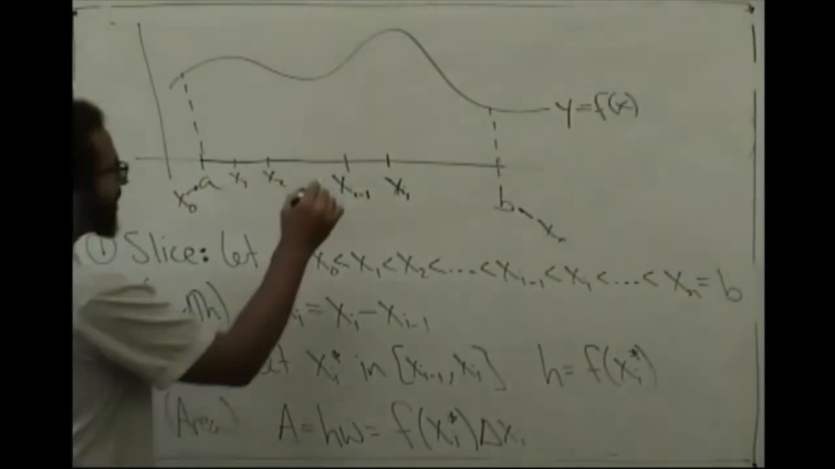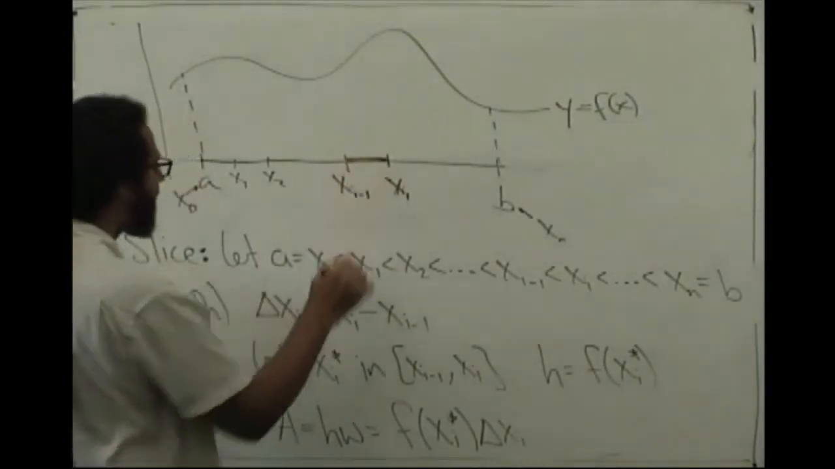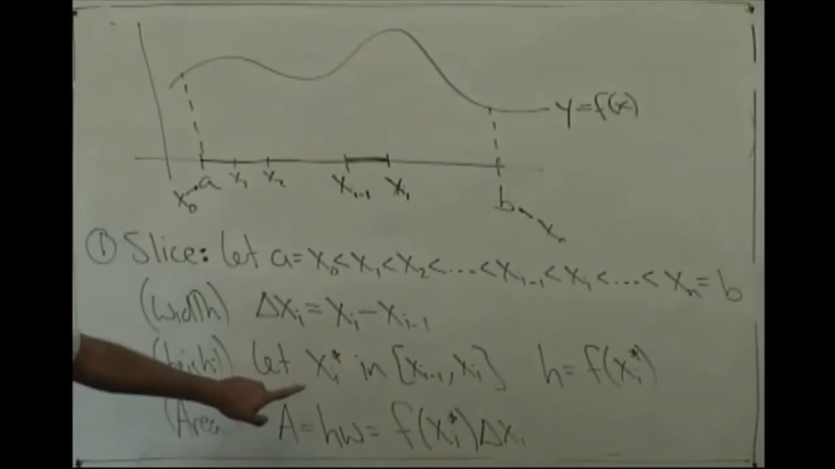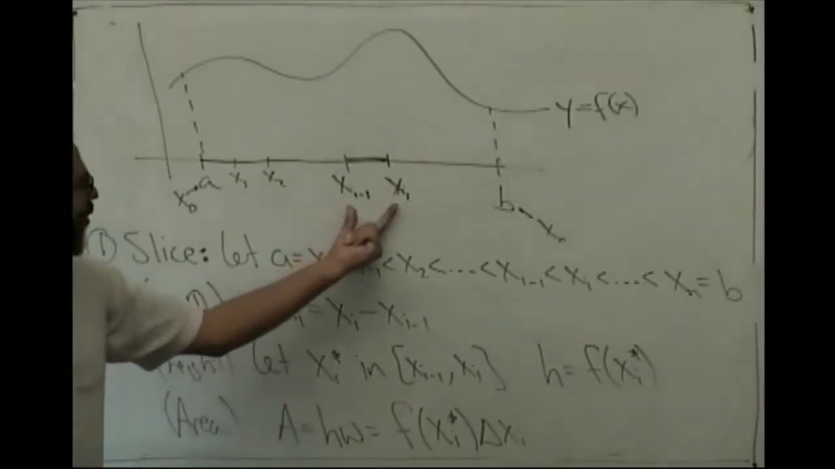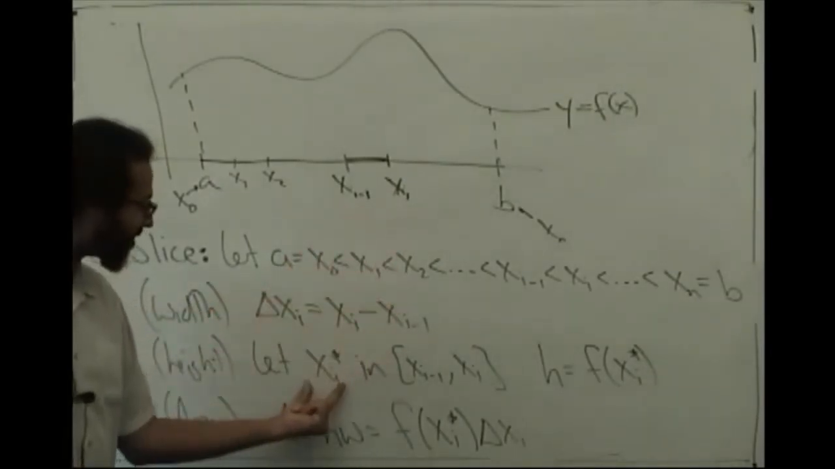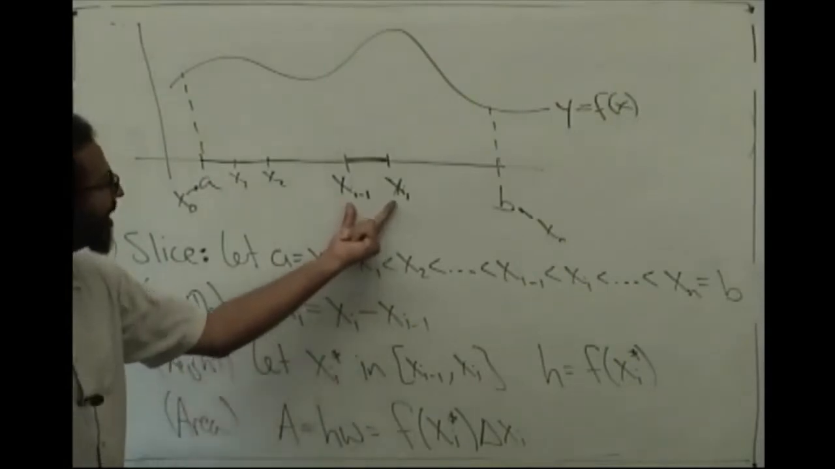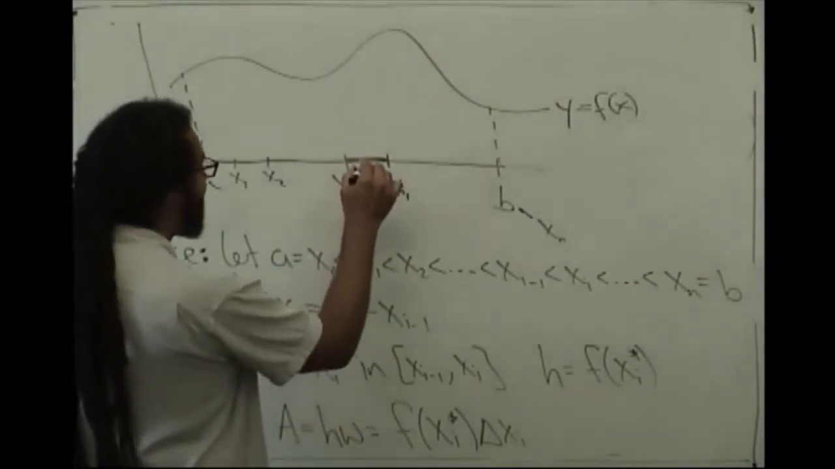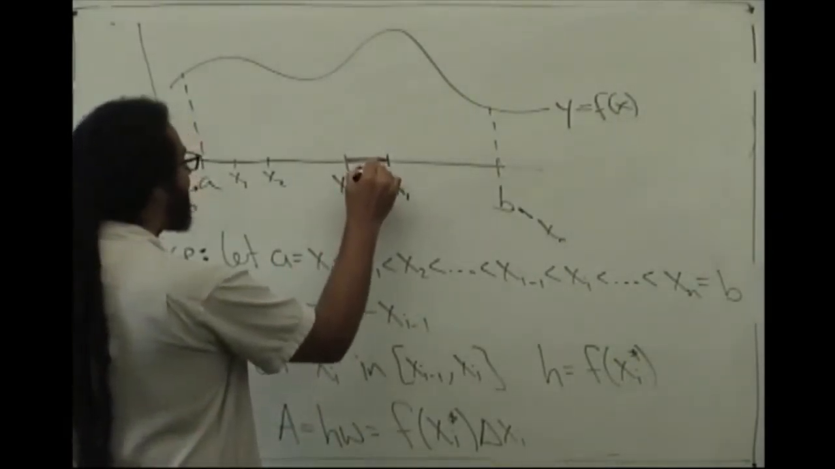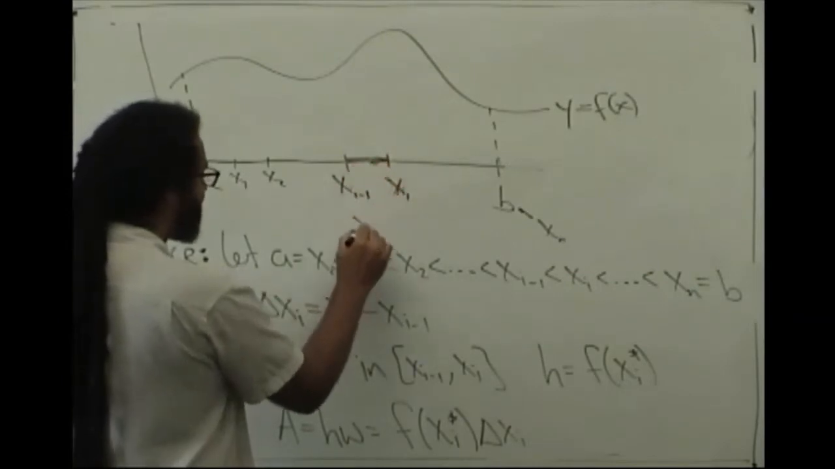So now we've got the width of a rectangle. And now what I'm going to do is choose any point, call it xi star, any point somewhere in this subinterval. Let's say xi star is here.